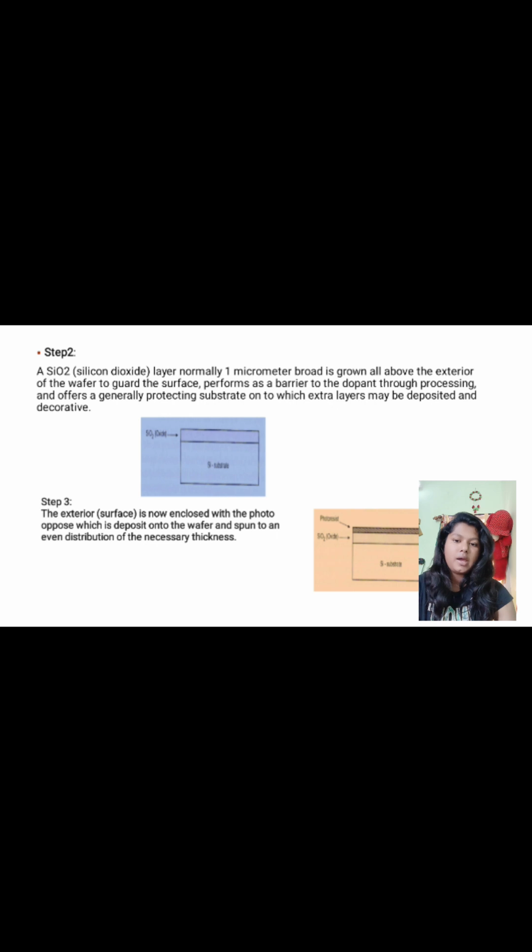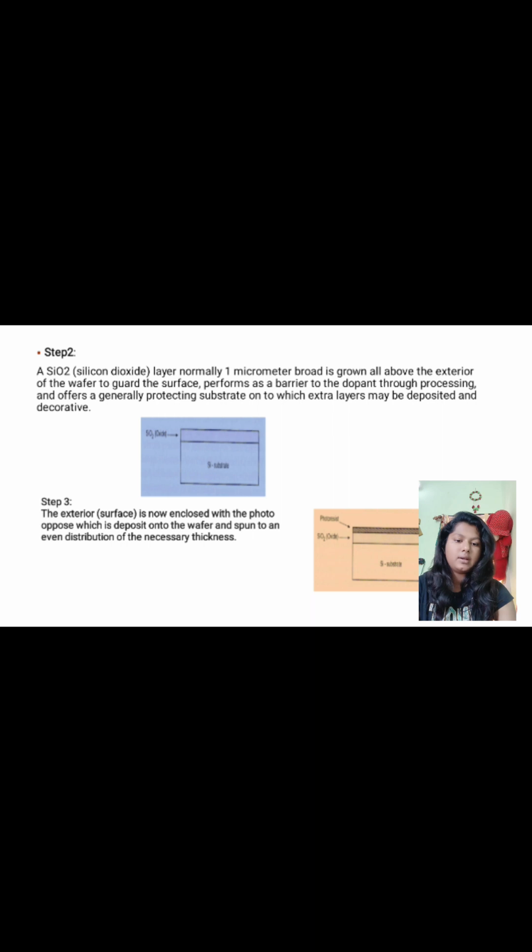In step 2, a SiO2 (silicon dioxide) layer, normally 1 micrometer thick, is grown all over the surface of the wafer to protect the surface, act as a barrier to the dopant during processing, and provide generally protective insulation onto which other layers may be deposited and patterned. First, we have a Si substrate. Above the surface of the Si substrate, we have SiO2 oxide. It is an insulator.